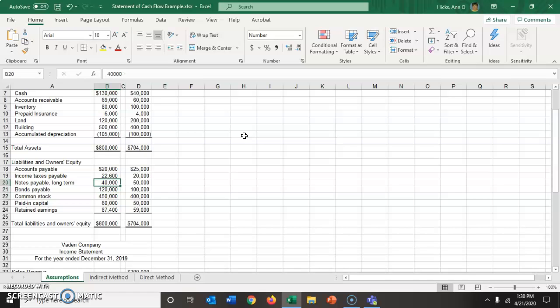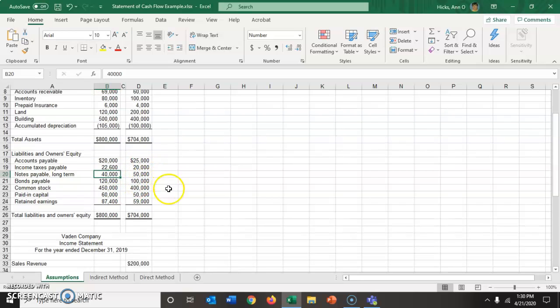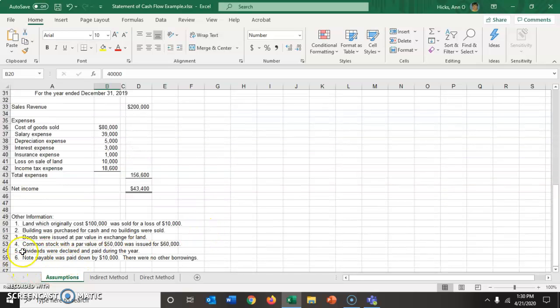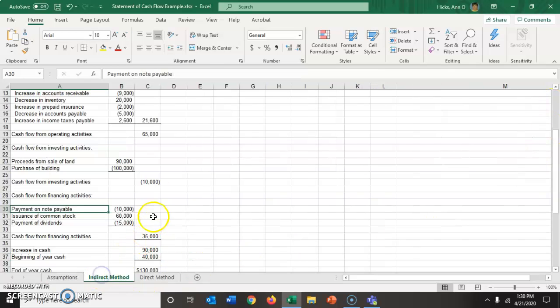The note payable decreased from 50,000 to 40,000, so it decreased by $10,000. And if we go to our information from the general ledger, we see that note payable was paid down by 10,000 and there were no other borrowings. That tells us that that $10,000 payment is the only thing that impacted that account. And so we have a cash outflow of $10,000 for payment on the note payable.